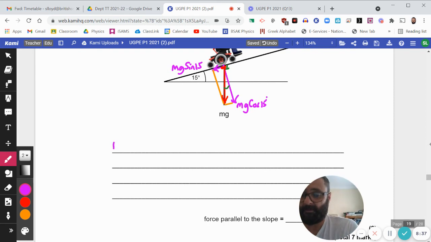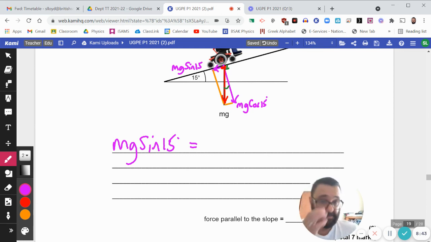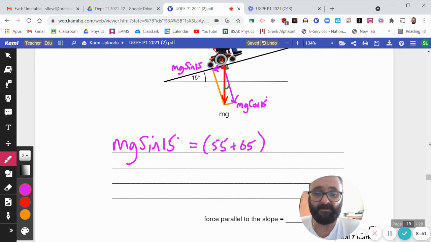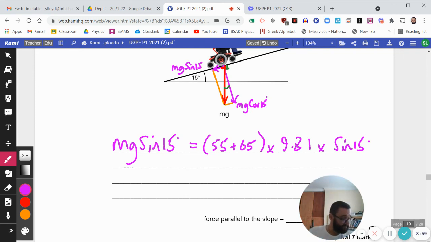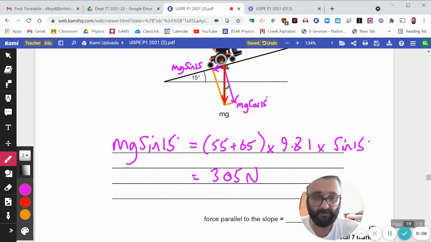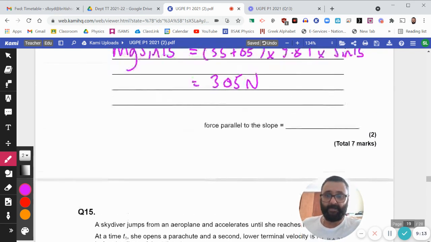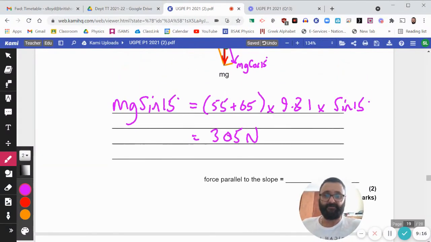So mg sine 15 degrees is equal to what? Combined mass, we've got 55 plus 65, times 9.81, times sine 15 degrees, which is 305 newtons. Okay, that is question 15. Thank you.